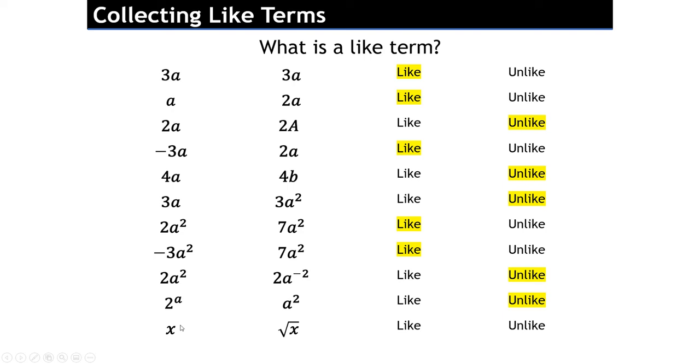And finally, we've got x and then the square root of x. Even though the unknown variable is the same, because this is x on its own and this is the square root of x, they are not the same. So that makes them unlike terms.